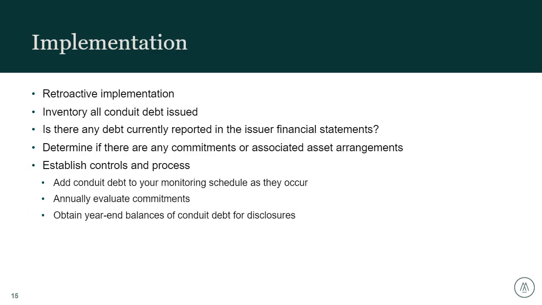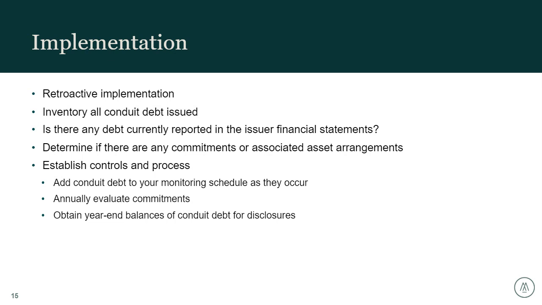When the standard is adopted, you should apply those changes retroactively by restating the financial statements for all prior periods presented if it's practical. But how do you prepare to implement the standard? So first, begin to inventory all of the conduit debt that has been issued. Consider if there's any that's currently reported in the financial statements.